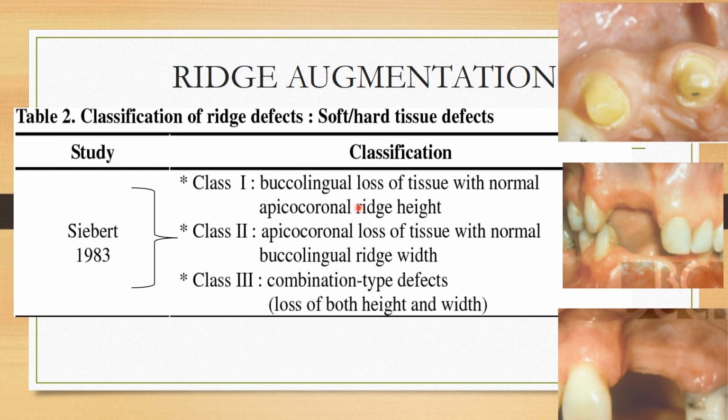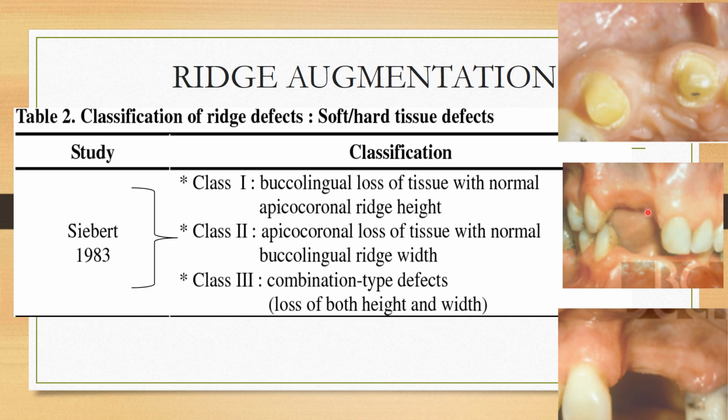There is a buccolingual loss of tissue, and that is treated as class 1. This is a very common ridge defect. There is a buccolingual loss of tissue with a normal apicocoronal ridge height. So apicocoronally it will be normal, only the buccolingual width will be less.